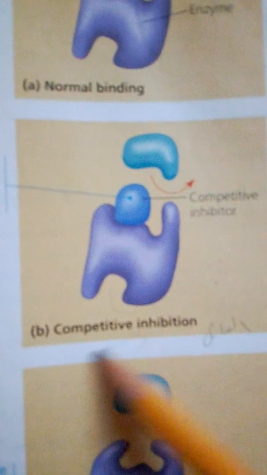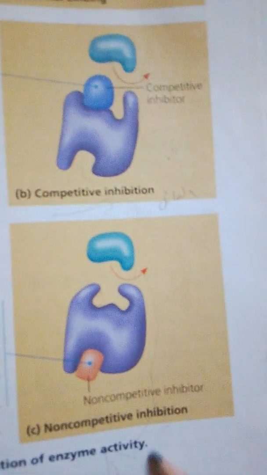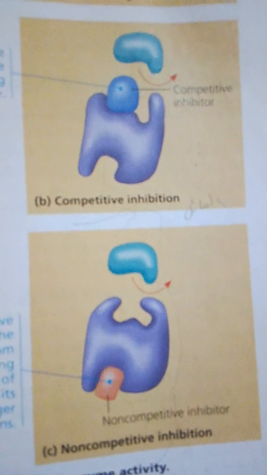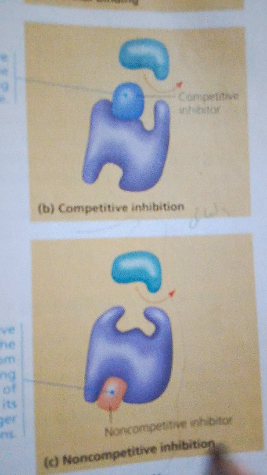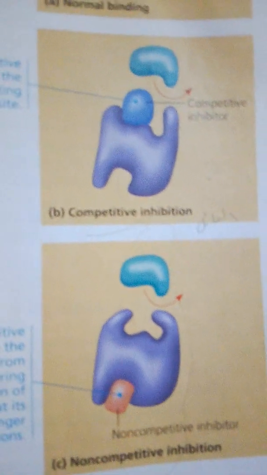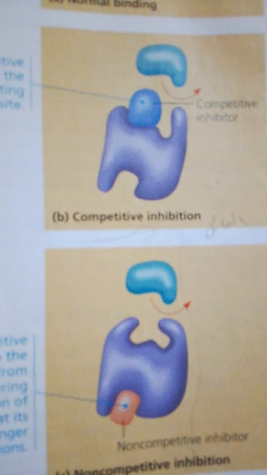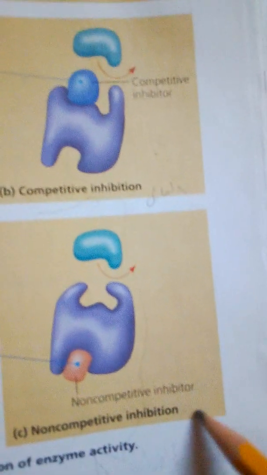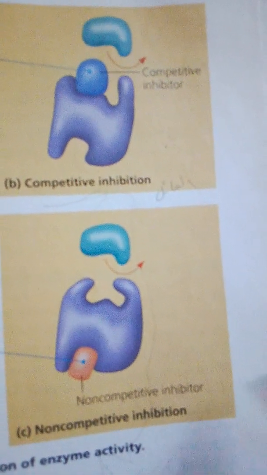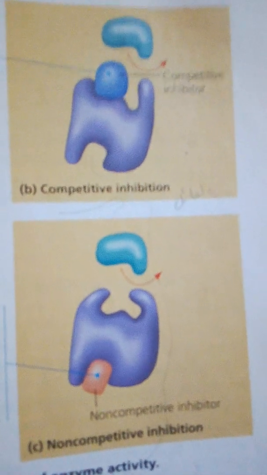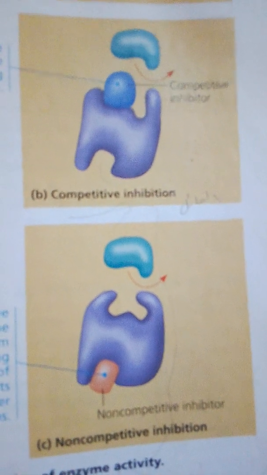In contrast, noncompetitive inhibitors do not directly compete with the substrate to bind the enzyme at the active site. Instead, they impede the enzymatic reaction by binding to another part of the enzyme. This interaction causes the enzyme molecule to change its shape, rendering the active site less effective at catalyzing the conversion of substrate to product.